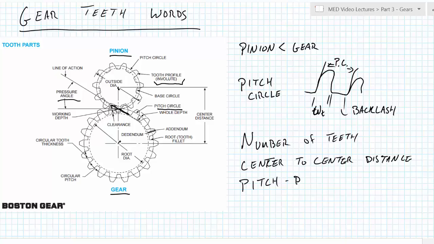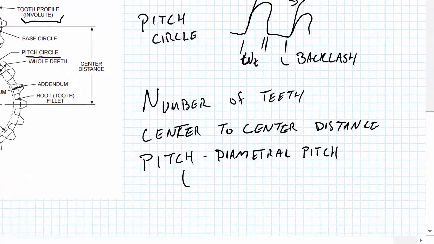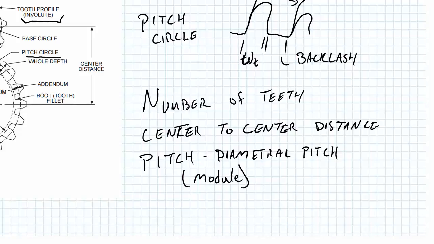And usually when I say pitch, I mean diametral pitch. Or alternatively, if we're going to be using metric gears, we're going to call this the module. The pitch and the module are not equal to each other, but they reference the same thing. They mean how many gear teeth are on the gear with respect to the diameter of that gear.